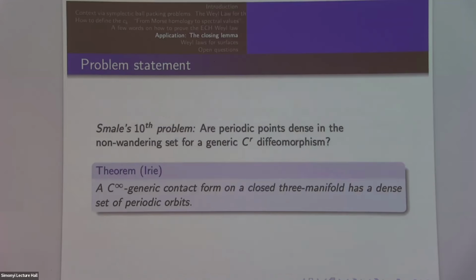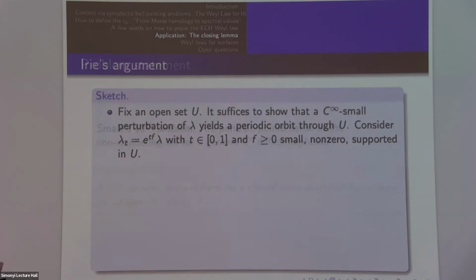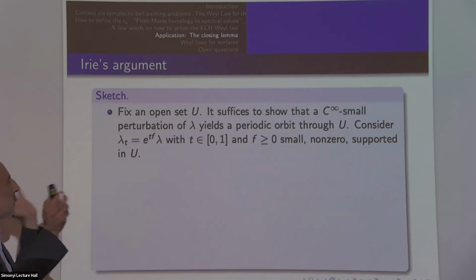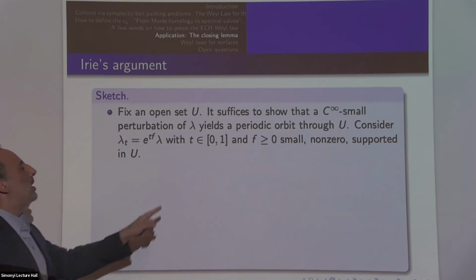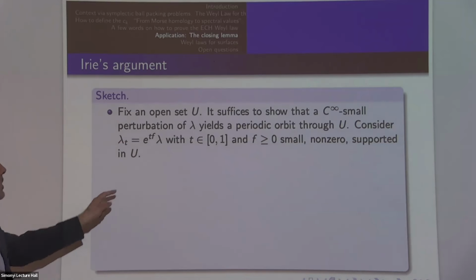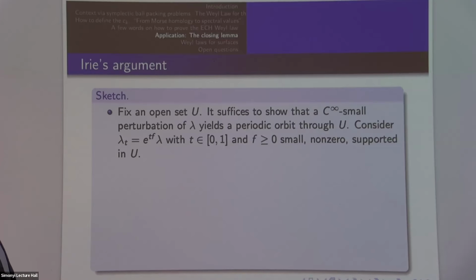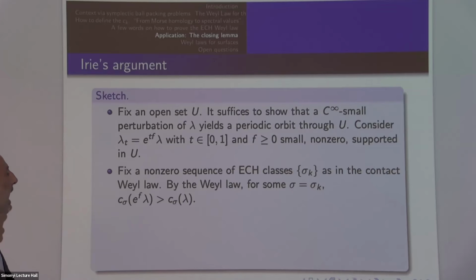Sorry, what is generic? Yeah, generic in the Baire sense. It's topologically generic. So, okay, we'll just say the proof is actually very short. Irie's paper is about 5 pages or something. So we can almost do it, but we'll go even faster through it. The crux of the issue is I have an open set. I want to make a small perturbation to the contact form that gives a periodic orbit going through the open set. So what do I do? I scale up the contact form supported in the open set.